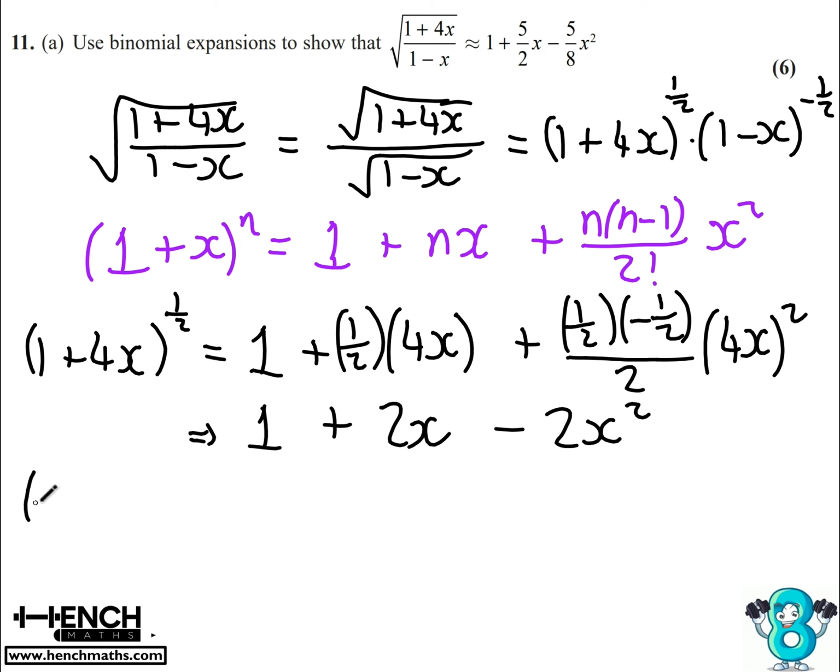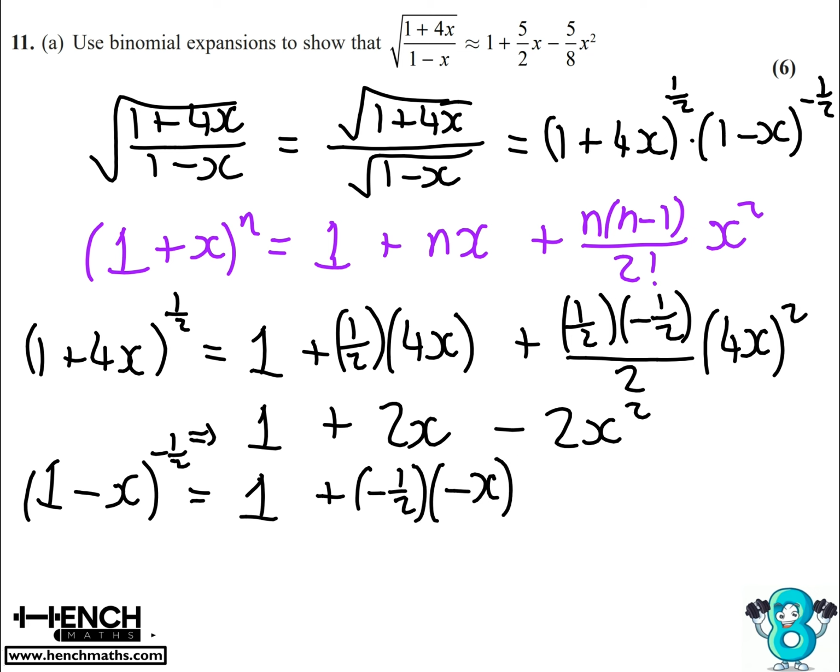Let's now expand 1 subtract x to the power of negative a half. So that's going to give us 1 plus n, which is negative a half, times x, which is negative x, plus n, n subtract 1, minus a half subtract 1 is minus 3 over 2, all divided by 2 factorial, which is 2, and then negative x all squared.